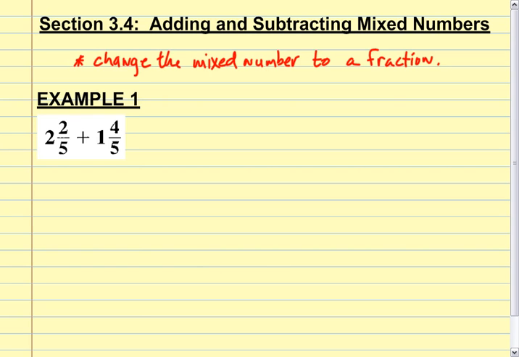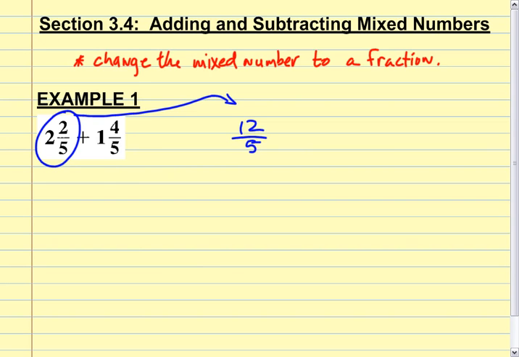Cedar, would you please change this first one? Tell me what it is as a fraction. 12 over 5. Bottom times big, 5 times 2 is 10, plus top, 10 plus 2 is 12. So I get 12 over 5.